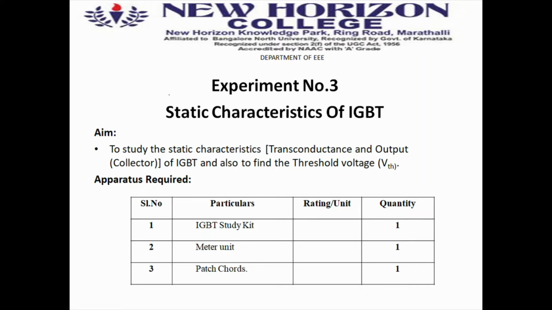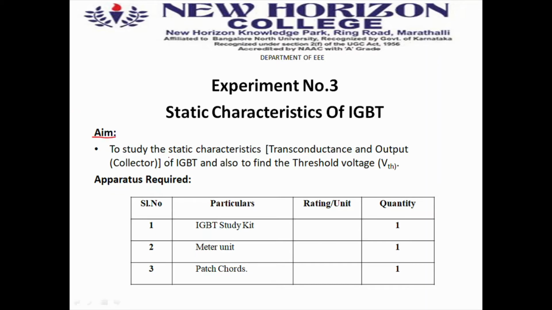Here also we are trying to find the same threshold voltage. The threshold voltage of IGBT will be a little bit higher than the value of MOSFET, because IGBT is a combination of MOSFET and transistor. So the threshold voltage to turn on the IGBT will be a little bit higher when compared to MOSFET. Now what is the aim of this particular experiment?